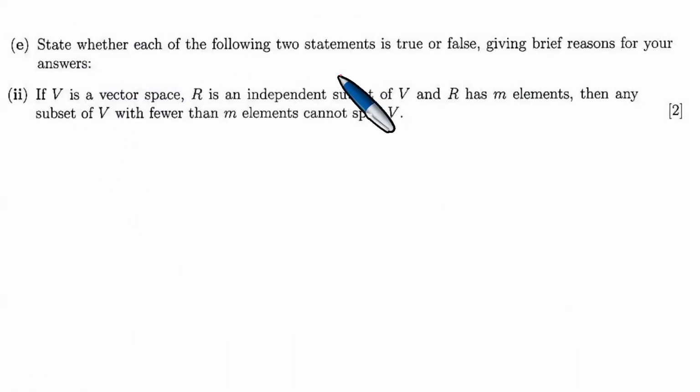State whether each of the following 2 statements is true or false, giving brief reasons for your answer. If V is a vector space, R is an independent subset of V.